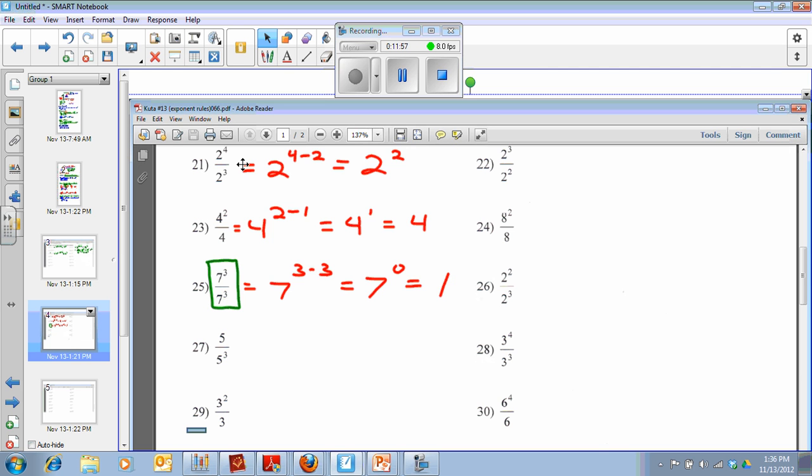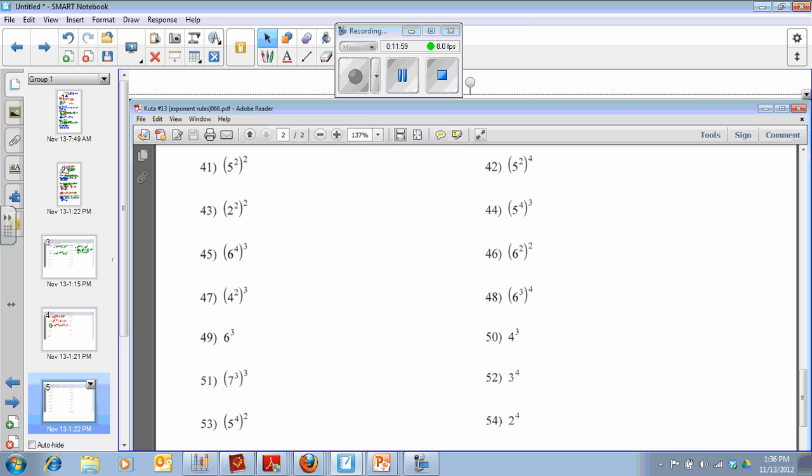And then my next group of problems deals with the power of a power rule. And here I would just like to remember to multiply my exponents. So keep the base 5. And what am I going to do with the exponents? Multiply them. So I have 2 times 2. This equals 5 to the 4th power. A good example here, 2 to the 2nd power raised to the 2nd power. Keep the base 2. Multiply the exponents. 2 times 2 equals now 2 to the 4th power.